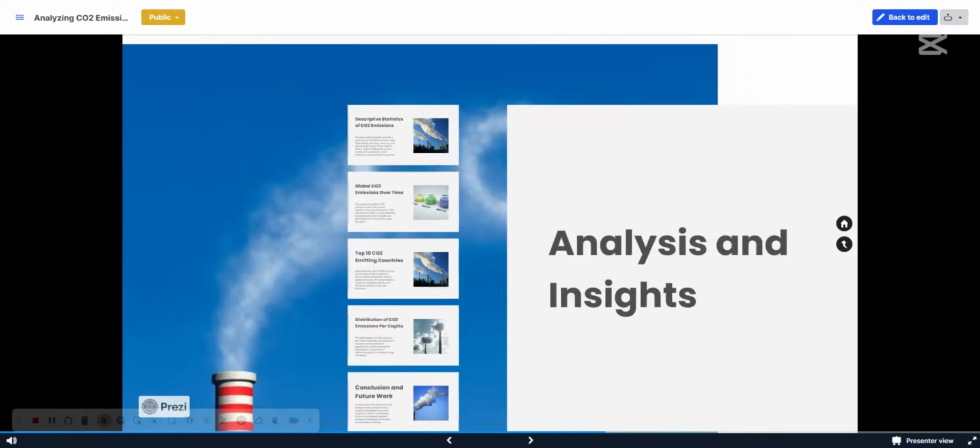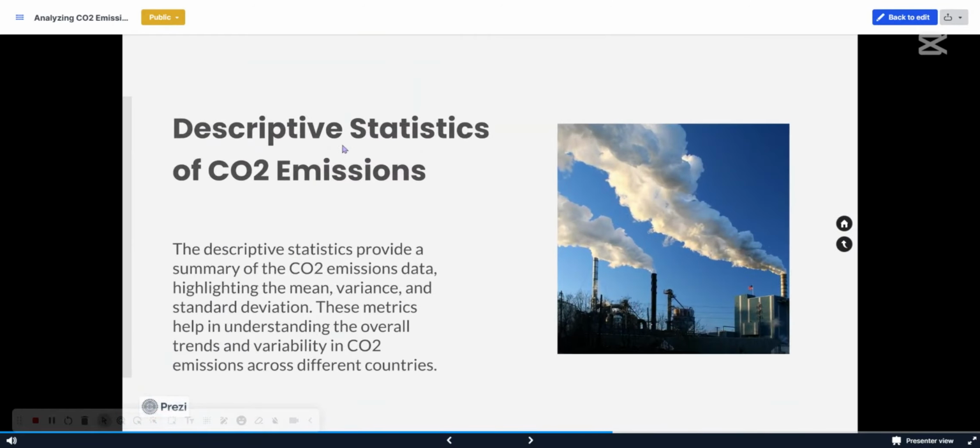Analysis and insights. Descriptive statistics of CO2 emissions. The descriptive statistics provide a summary of the CO2 emissions data, highlighting the mean, variance, and standard deviation. These metrics help in understanding the overall trends and variability in CO2 emissions across different countries.